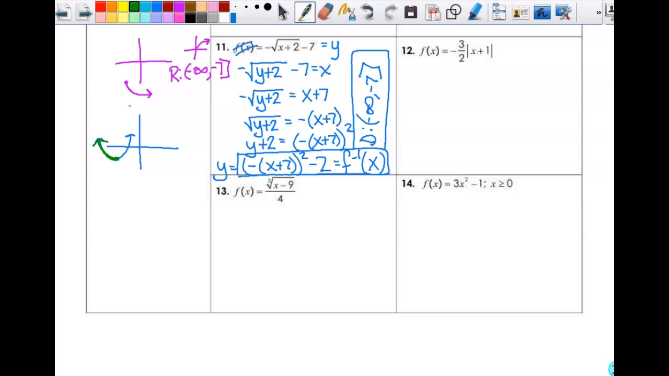All right, so let's look at 12. This is an absolute value function. I'm going to reflect it in which axis? X. So now it's opening down. And then it gets stretched a little bit, and then I move to the left one, so it's like this. Is this a one-to-one function? No, it is not. So I can just say not one-to-one, and then we don't have to do any work.